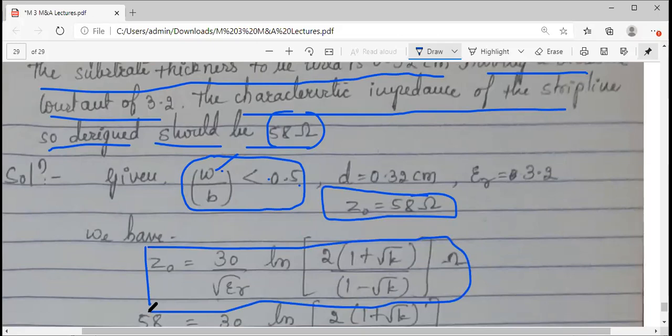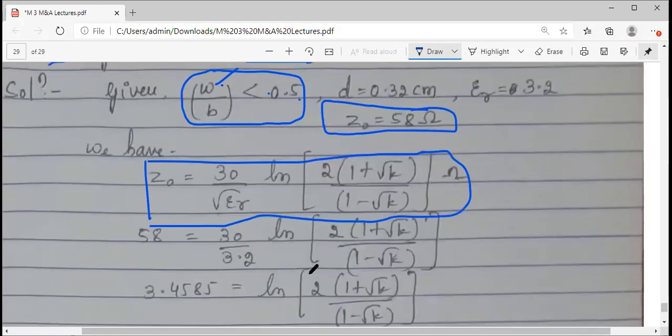If you have zero thickness, a ribbon-like structure, then Z naught will be 30 by root of epsilon r times ln of 2 times (1 plus root k) divided by (1 minus root k) ohms. This is the formula. Hope you understood the concept here. Designing means I should meet these requirements, and I should choose the strip lines like that. So for that, I have chosen this formula for Z naught. It is not the earlier equation.